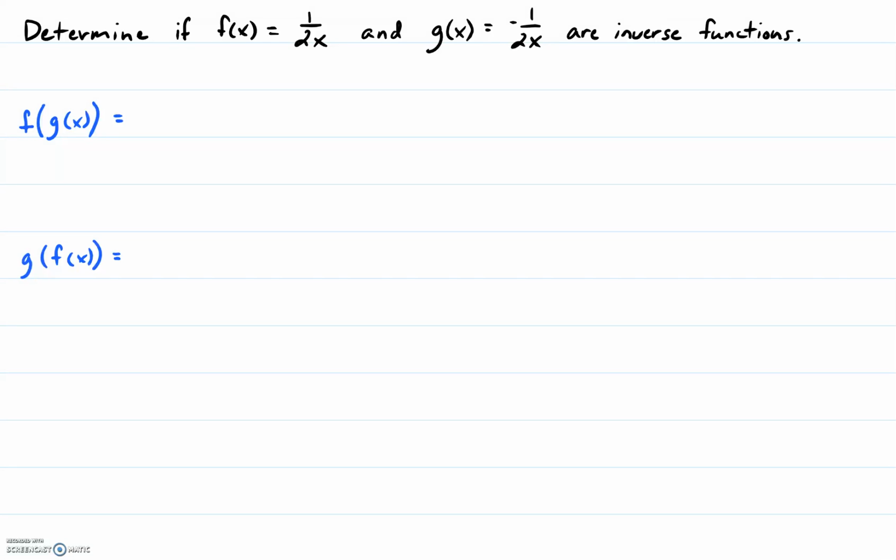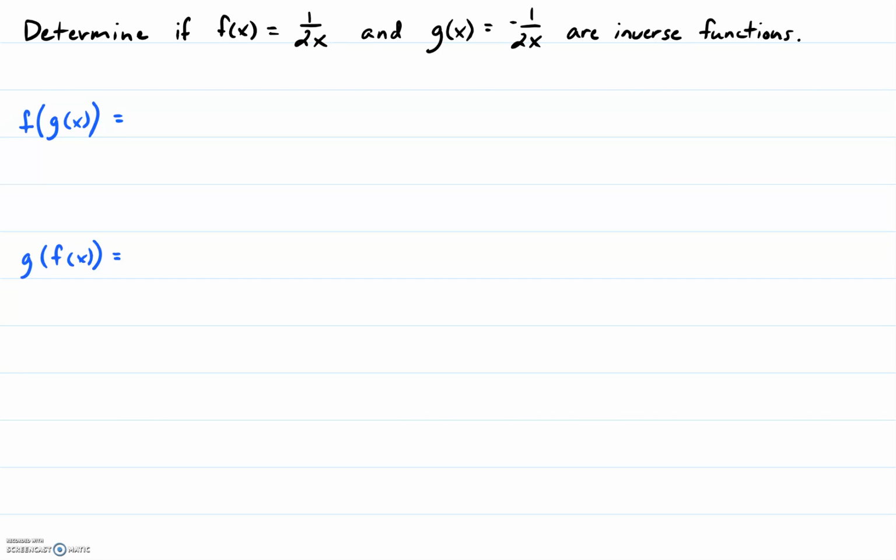In this video, we're going to look at how to determine if two functions are inverse functions. The specific functions that we have are f of x equals 1 over 2x and g of x equals negative 1 over 2x. Now, if you're given two functions and you need to determine if they are in fact inverse functions of each other, the way to do that is to evaluate f of g of x and g of f of x.